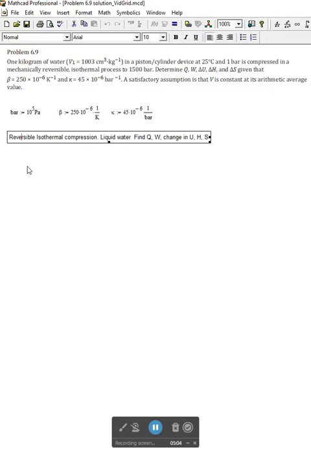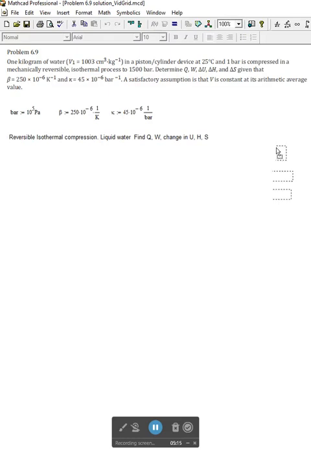And we know that this is a reversible isothermal compression. It deals with liquid water. And again, this is what we want to find. And so I can set up my little diagram, a little table of conditions just so I keep things straight. These are not too hard to set up.